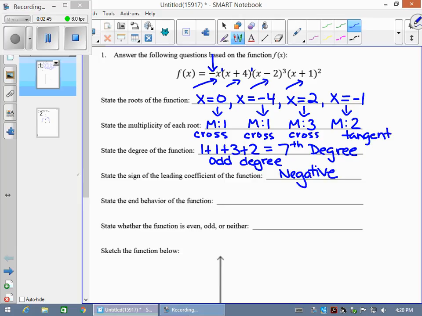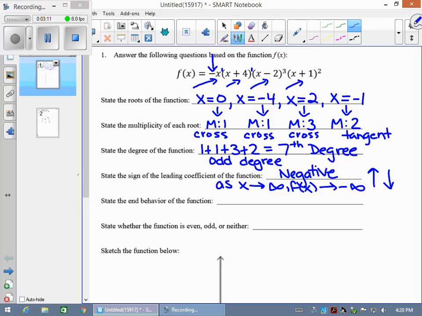And now that I know the degree and the sign of the leading coefficient, I am able to state my end behavior. So this is an odd degree function with a negative leading coefficient. So my end behavior is going to go up on the left and down on the right. So the formal way to write that is to say, as x approaches positive infinity, my f of x, or y's, are going to approach negative infinity.